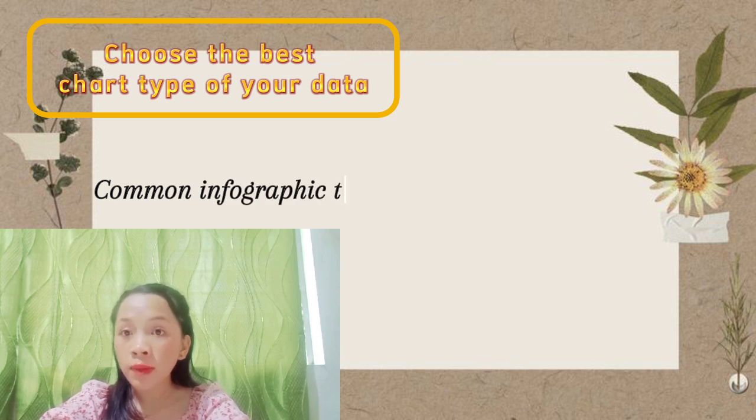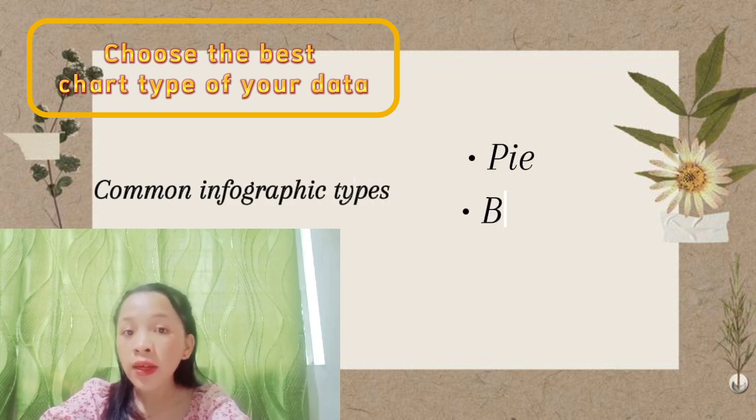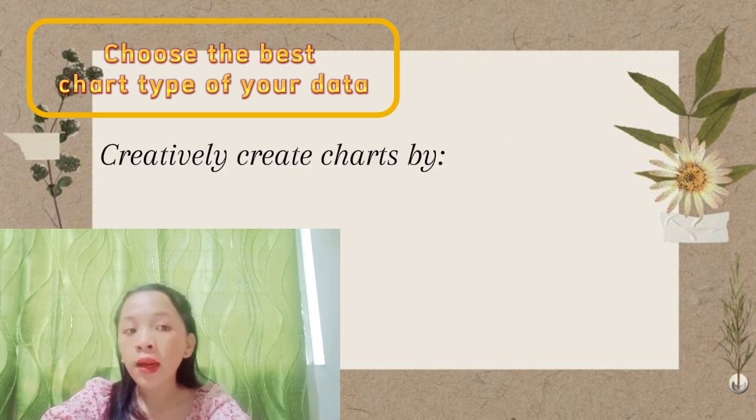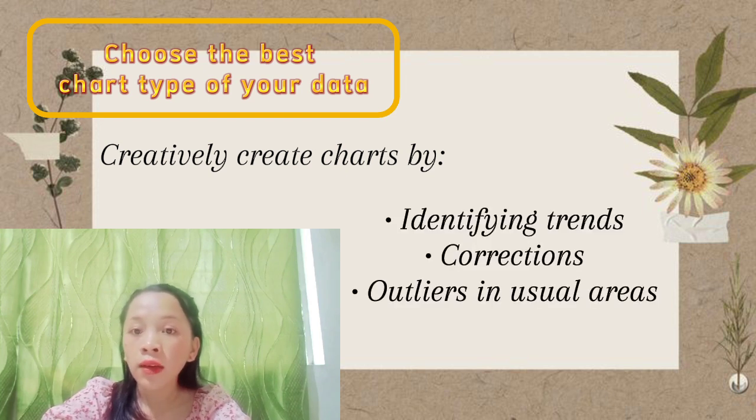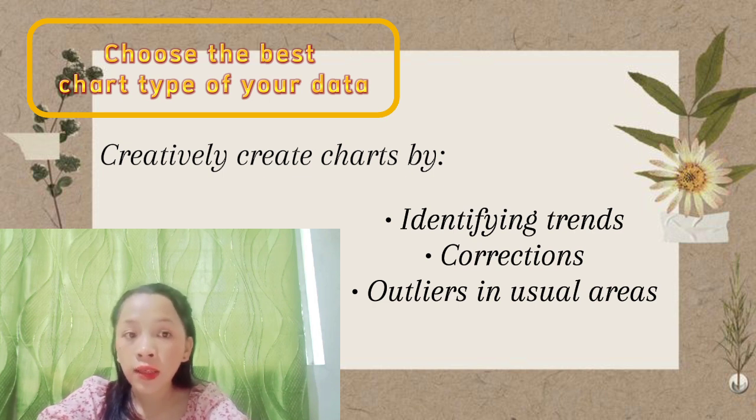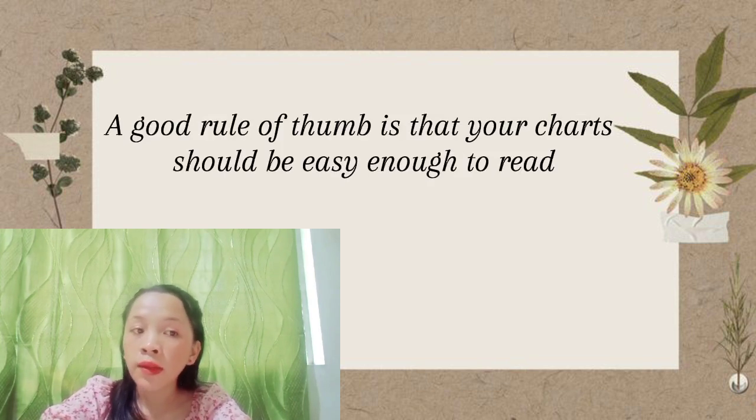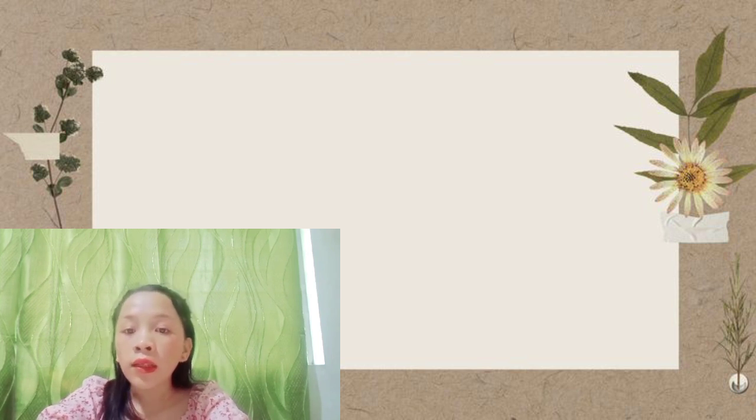Common infographic types include pie, bar, column, and line charts. Creatively create charts to effectively convey data, identifying trends, correlations, or outliers in unusual areas, such as sales over time or sales compared to temperature. A good rule of thumb is that your charts should be easy enough to read that it only takes readers 10 seconds or less to understand.